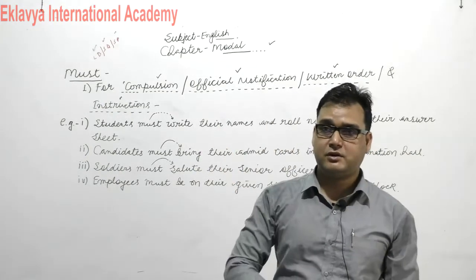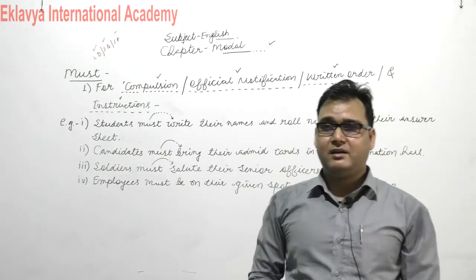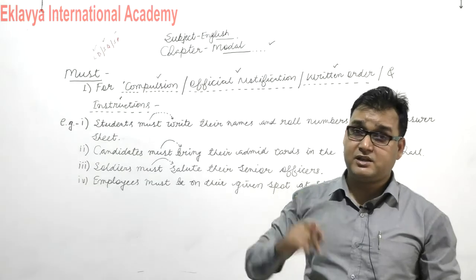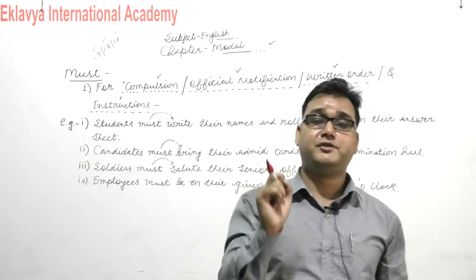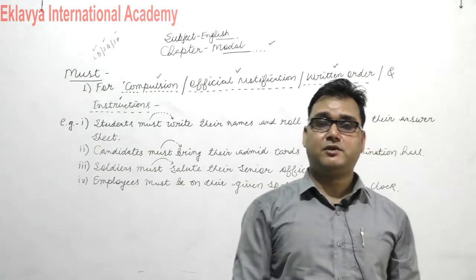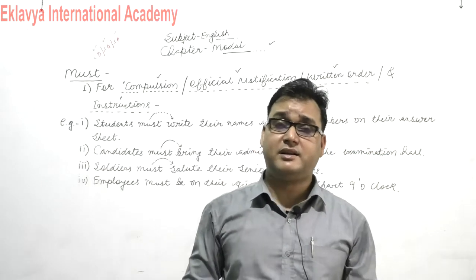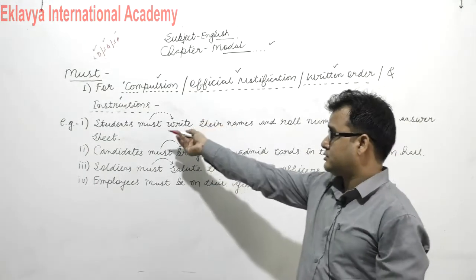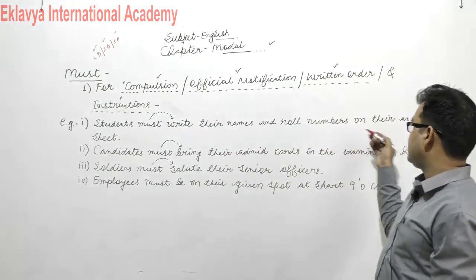If you are a student, you can easily find this. Maybe you have your first test, second test, third test, or the board examination. This point is mentioned on the very first page, but don't forget that I told you that we can use "should" and "must" also for official instructions, written orders and notifications. So right now we have "must" here. Student must write the names and roll numbers on the answer sheet.